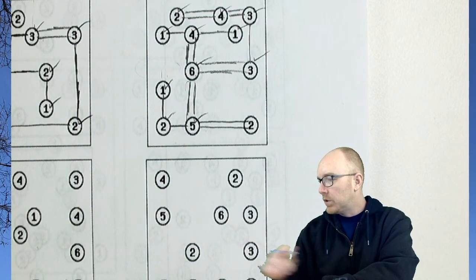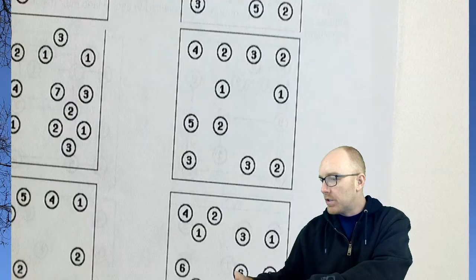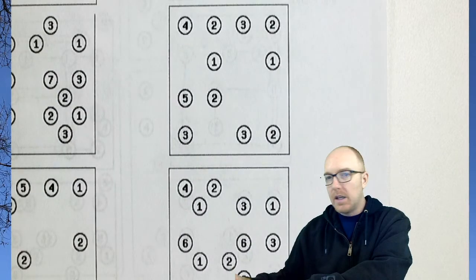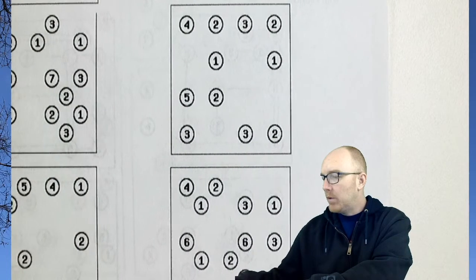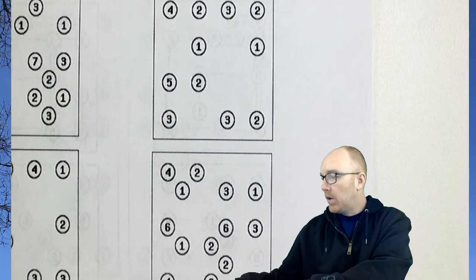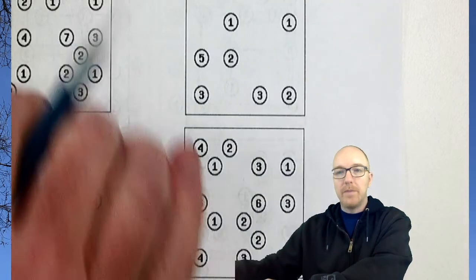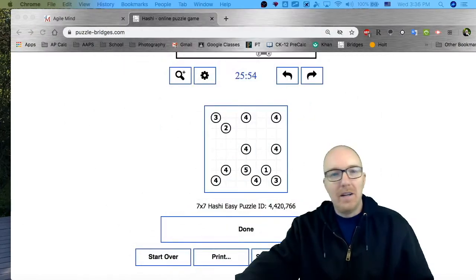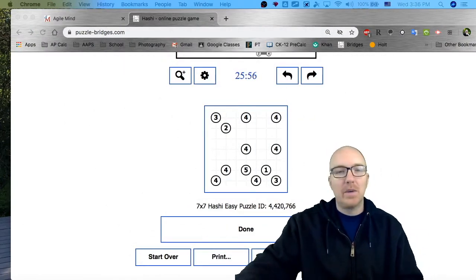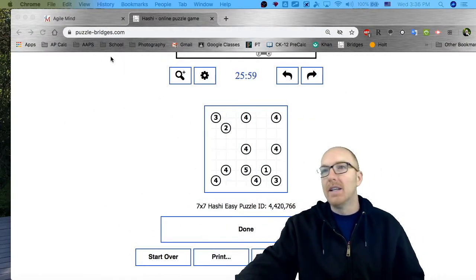All right. So that is the idea of bridges. Just remember they have to all connect when all said and done, and the bridges cannot cross. Only 2 in any direction, and have some fun with it. Now let me show you how this is going to work on the internet.